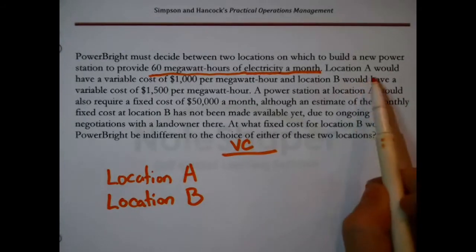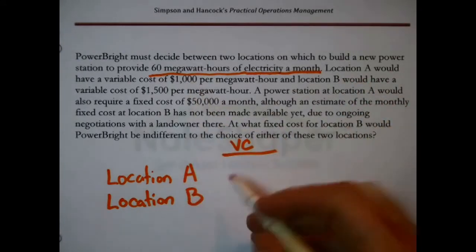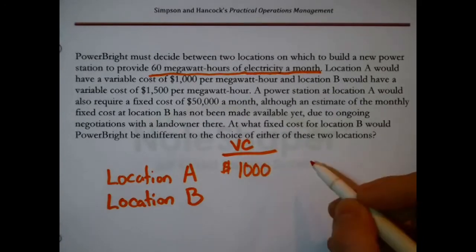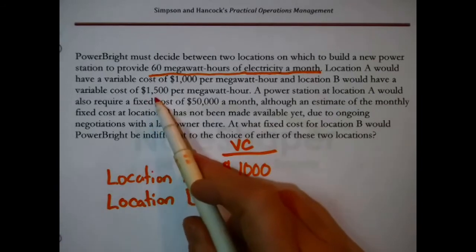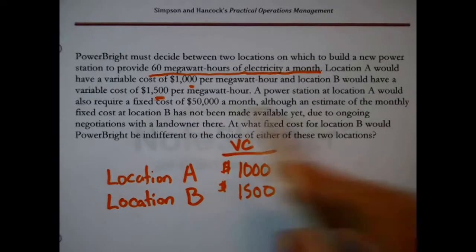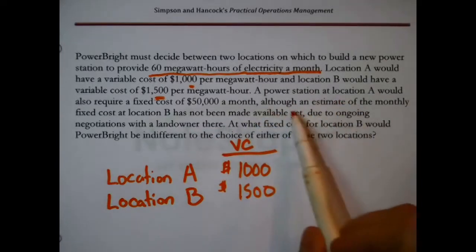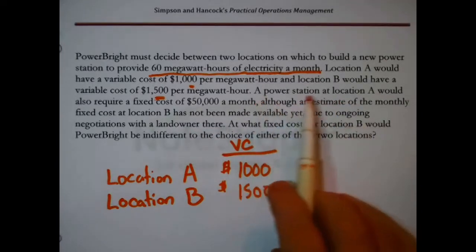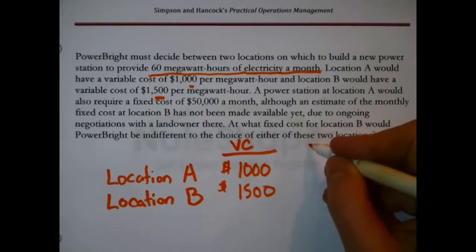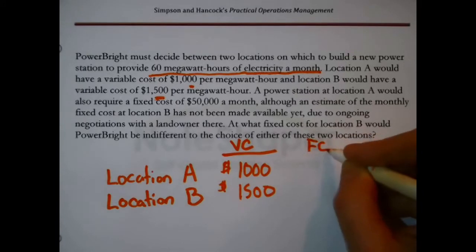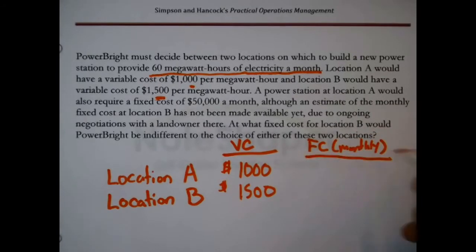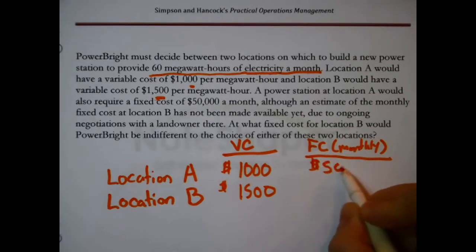Now, what was it that we were told? Location A, $1,000 per megawatt hour. Location B, the 1,500. Okay, all right, now the only thing I've done is just recopied the information we were given. A power station at location A would require a fixed cost of $50,000 a month. Fixed cost monthly, okay, $50,000. I'm just organizing that information.